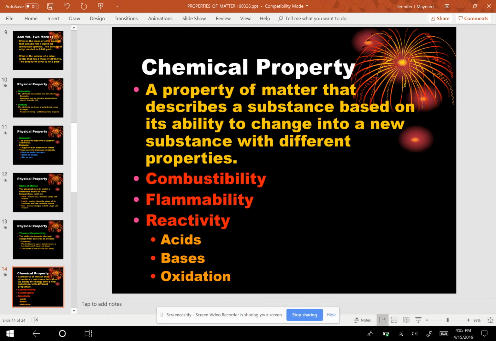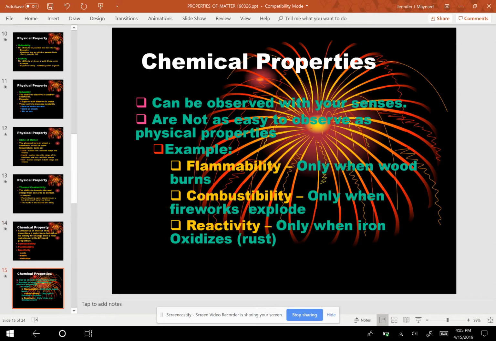So if we have combustibility, flammability, reactivity. Is it an acid? Is it a base? Is it an oxidizer? Some other things about chemical properties: they're really hard to observe with your senses, whereas things like if something's ductile or malleable, or even if it's dense or not dense, can be observed with your senses.